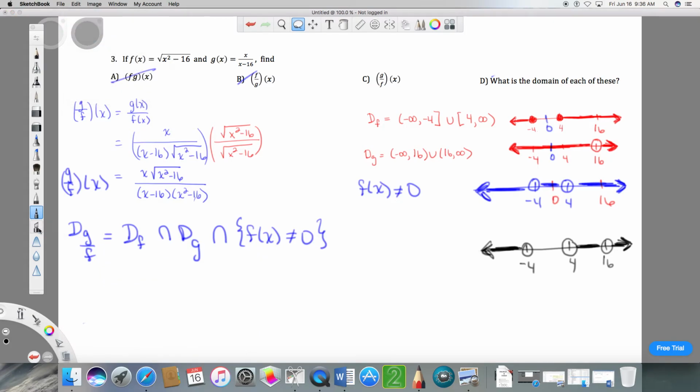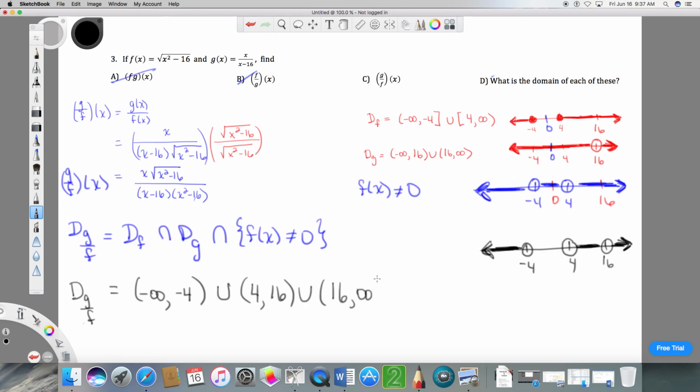So I claim that for this part C, our domain of g over f is from -infinity to -4, excluding -4, from +4 to 16, excluding 16, and then from 16 to infinity.